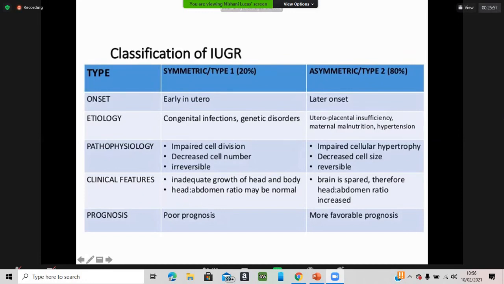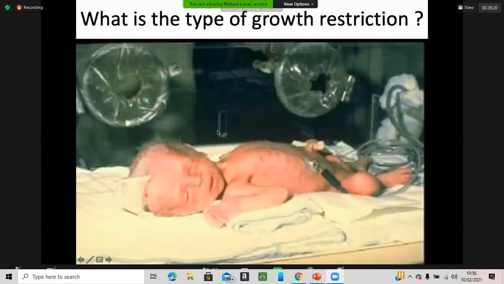Right, so therefore, in this group, these are the kind of babies who will be identified and may be delivered earlier, before they mature into term, by the obstetric team, in order to preserve their growth. So in this second group, the brain is spared and therefore the head to abdomen ratio is increased, and they have a more favorable prognosis. So what is the type of growth restriction in this baby?